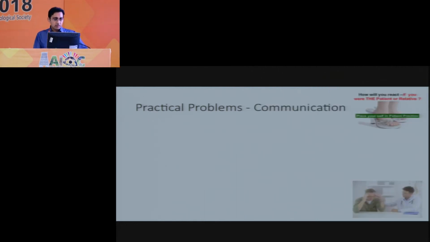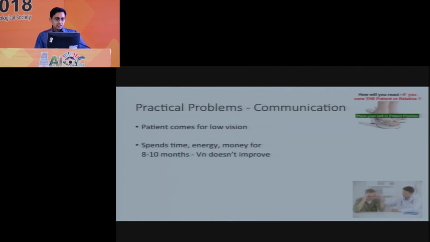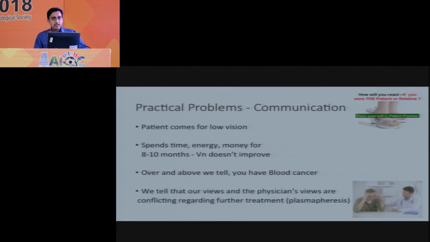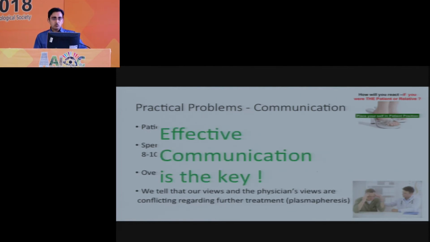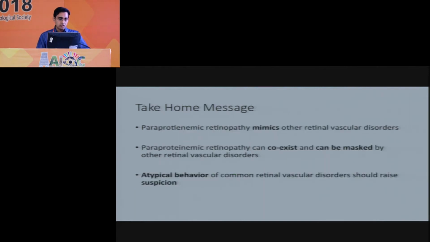Another practical problem we faced was communication. The patient came to us for low vision. He spends time, energy, money for 8 to 10 months, multiple intravitreal injections, but vision never improves. Finally, we tell him that you have got blood cancer. And then we finally tell him we don't know how to go ahead with the treatment of your eye condition because our and the physician's views are conflicting. So effective communication is very important in such cases.